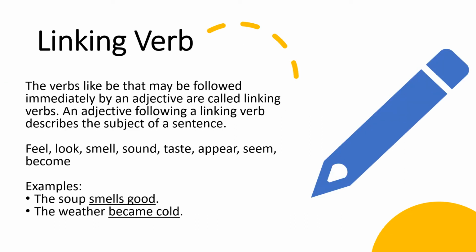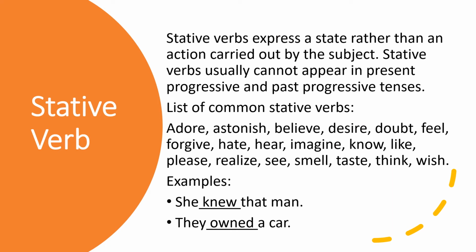Linking verb. The verbs like be that may be followed immediately by an adjective are called linking verbs. An adjective following a linking verb describes the subject of a sentence. Some linking verbs are feel, look, smell, sound, taste, appear, seem, become. Examples: the soup smells good. The weather became cold.